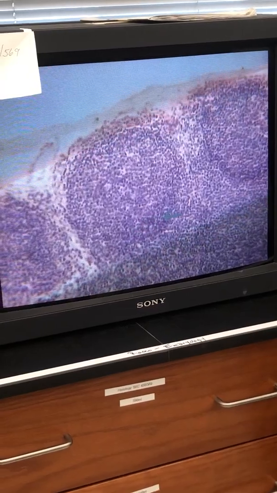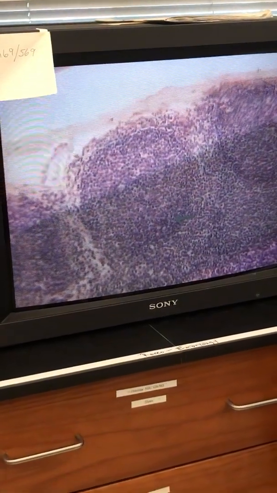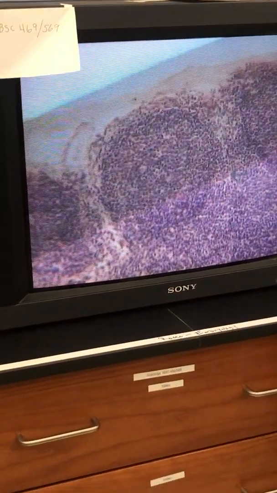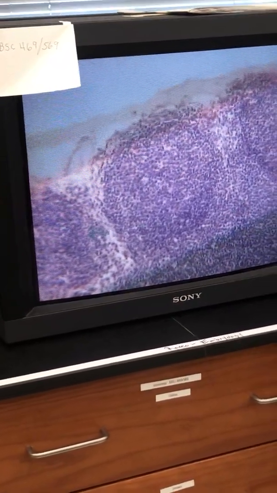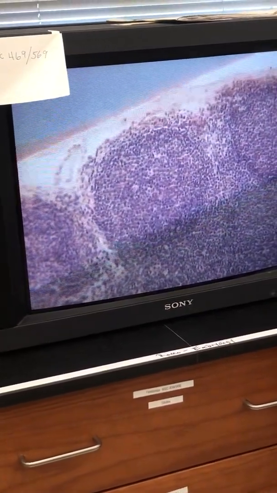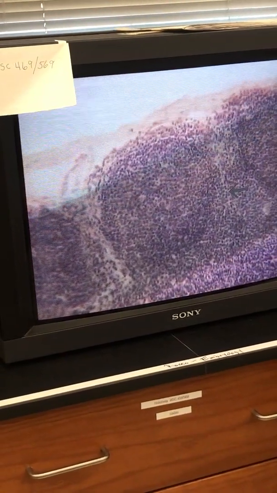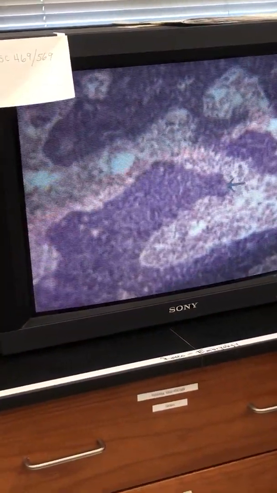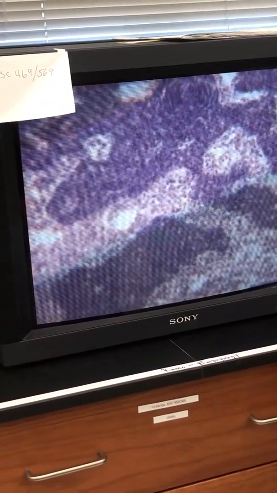Now, I wouldn't ask you unless I could ask you the mantle zone. So what is this area called? The paracortex. Because all of this, everything of this, is the cortex. You have two areas, cortex and medulla.